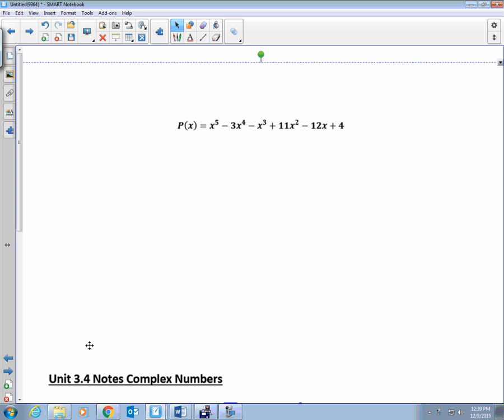Okay, we're going to wrap up an example from yesterday, and then we're going to talk about imaginary numbers.